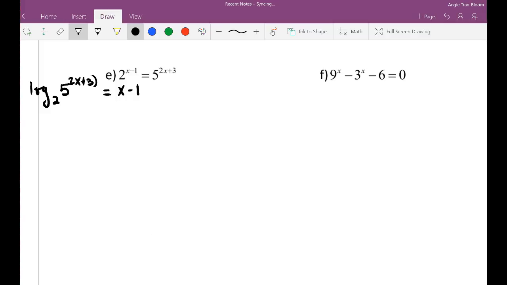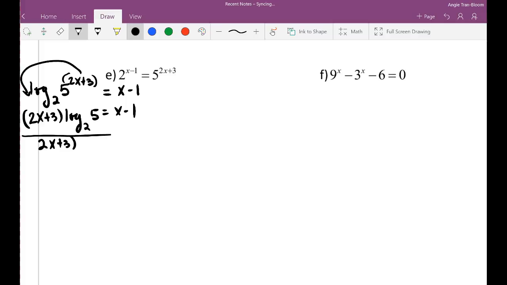You're right. Class, this whole thing is an exponent, so move it to the front. So now you have 2x plus 3 times log base 2 of 5 equals x minus 1. Don't I want x's on one side? So divide both sides by 2x plus 3. Okay, that will give me a 1 there. What you do to one side, it has to be equal. That's right. So on the left, log base 2 of 5 equals x minus 1 over 2x plus 3.